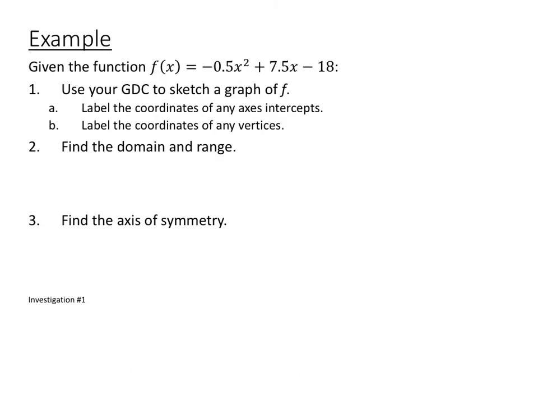So given the function f of x is equal to negative 0.5x squared plus 7.5x minus 18, go ahead and pull that up on your graphing calculator and use your graphing calculator to sketch a graph of f. Make sure you label the coordinates for any axis intercepts, so your x and y intercepts, and the vertex or any vertices. Once you've done that, find the domain and range of the function and the equation for the axis of symmetry.